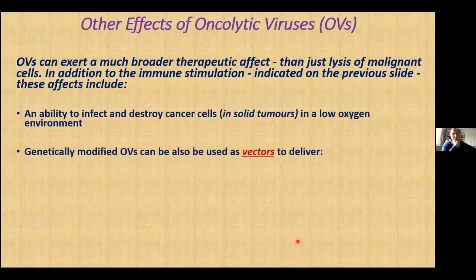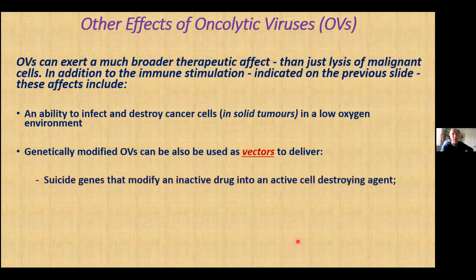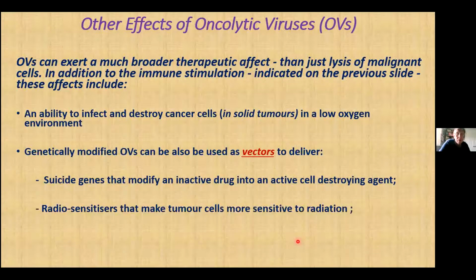The other thing, of course, is that you can not just genetically modify the virus to make it into an oncolytic virus. You can actually use it as a vector to deliver, for example, suicide genes. For example, you can give an inactive drug which is then turned into a magic bullet, if you like, where the active drug is destroying the malignant cells. It can be used as a radiosensitizer that makes the tumor cell far more sensitive to one of the other forms of treatment, which is radiation.